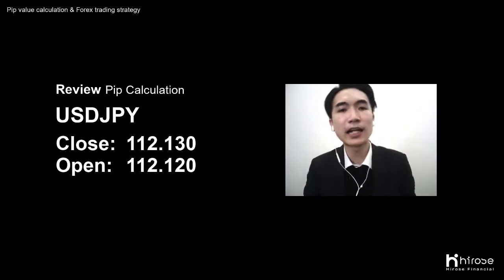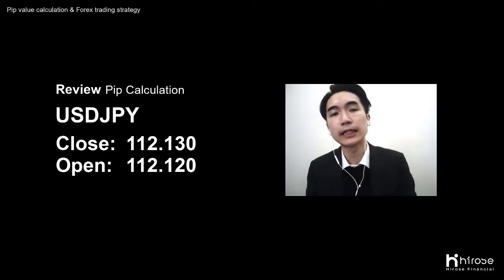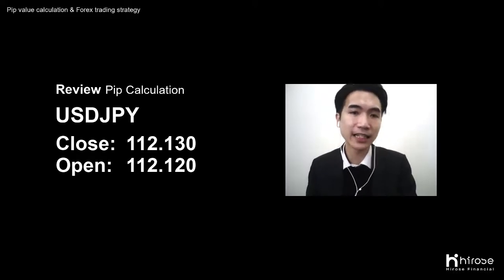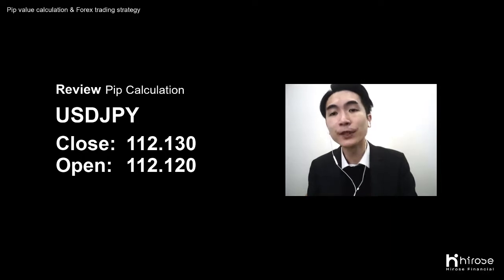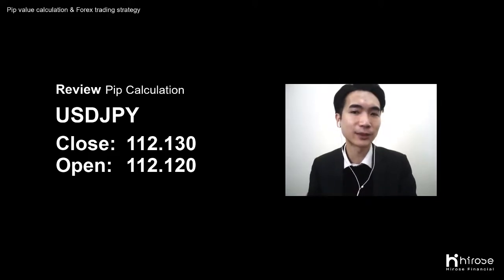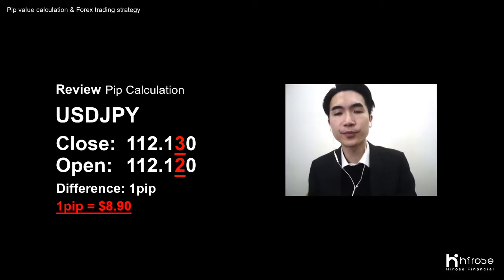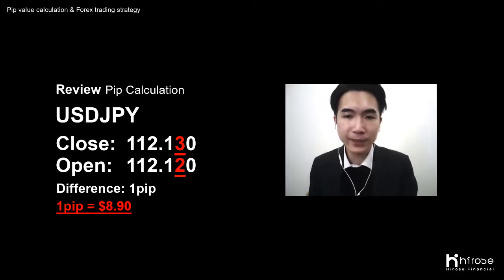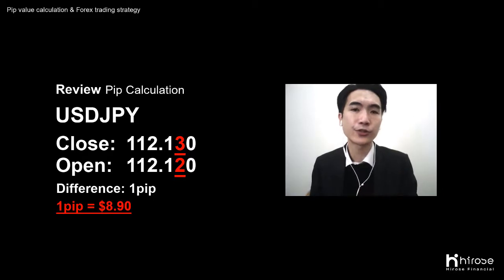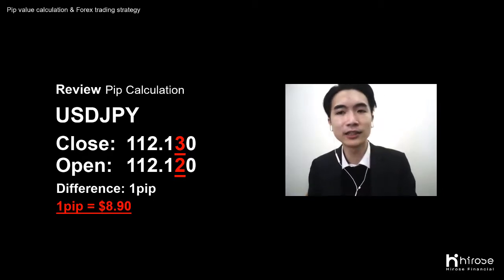Okay, let's say I traded US dollar and Japanese yen, and I expected the price to go up, so I opened a trade when the price is this much here, and when the price becomes this much here, I closed the trade. Now these two prices have a difference of 1 pip. If I traded 100,000 units, then each pip's value is gonna be roughly $8.90.